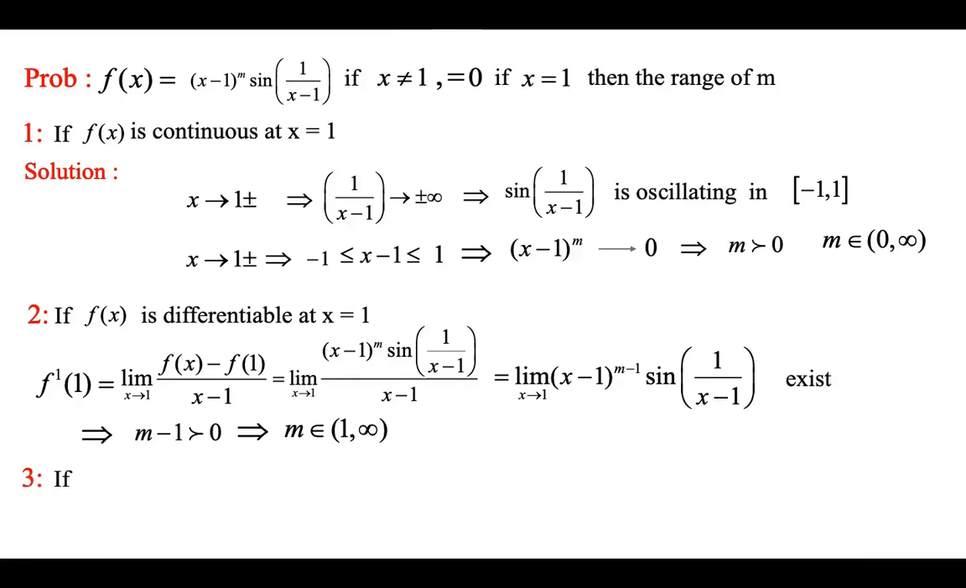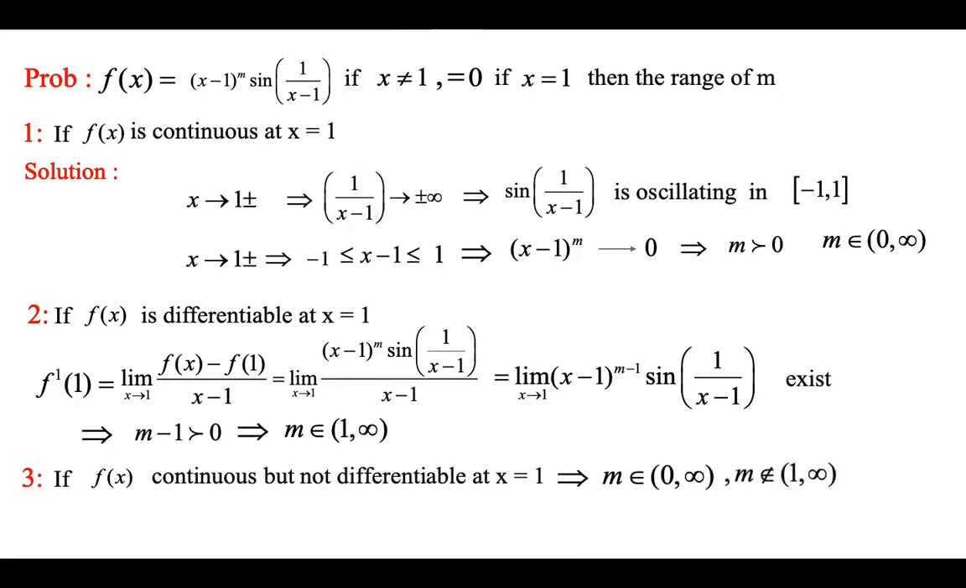Now the third one is that f of x is continuous but not differentiable, we are expecting. It is continuous. Therefore, from the first part of the problem, m must be from 0 to infinity. And it is non-differentiable, we are expecting. From the second part of the problem, m should not be in between 1 to infinity. When we mix these two things together, m must be from 0 to 1. 1 is closed, 0 is open. These are the different ranges of m for different requirements of that function f of x.